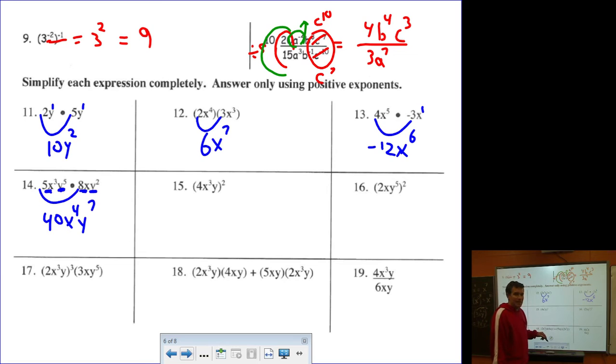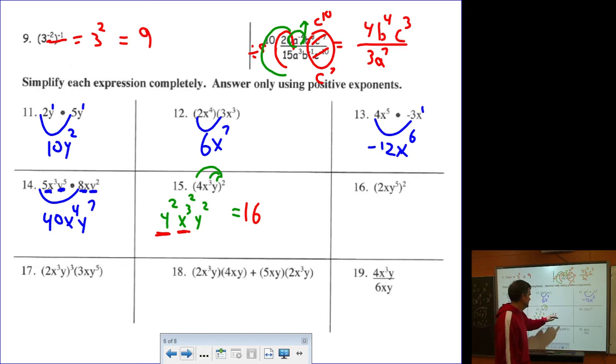Number 15, I need to apply the exponent that's on the parenthesis to each thing in the parenthesis. That would be 4 to the second, x to the third to the second, and y to the second. And then when I use those exponents, 4 to the second is actually 16. X to the third to the second is x to the sixth because you've multiplied the exponents together. And y to the second is y to the second.